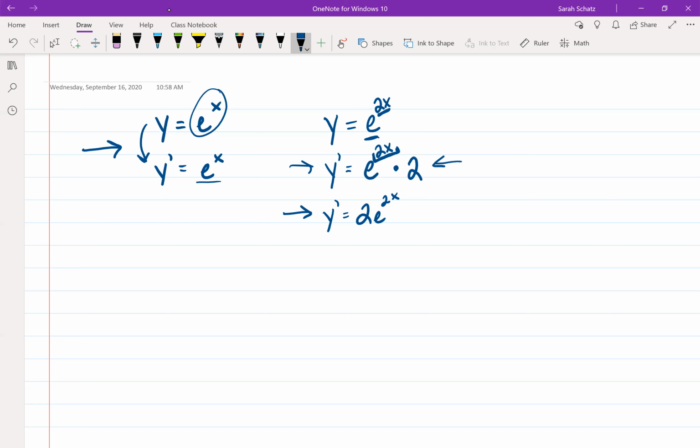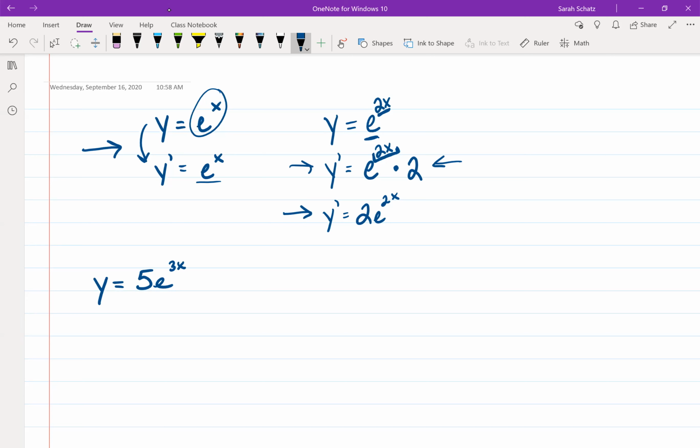Let's do another one. And you guys, on this one, I put some problems in your homework that have a coefficient on your e term, and I forgot to do one like that in class. I'm pretty sure I didn't do an example that had a coefficient in it.